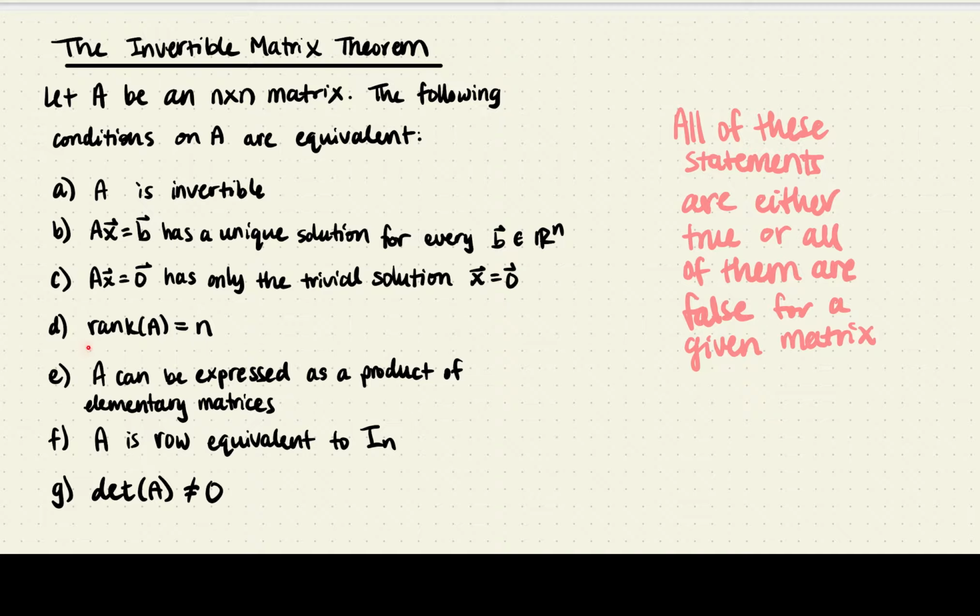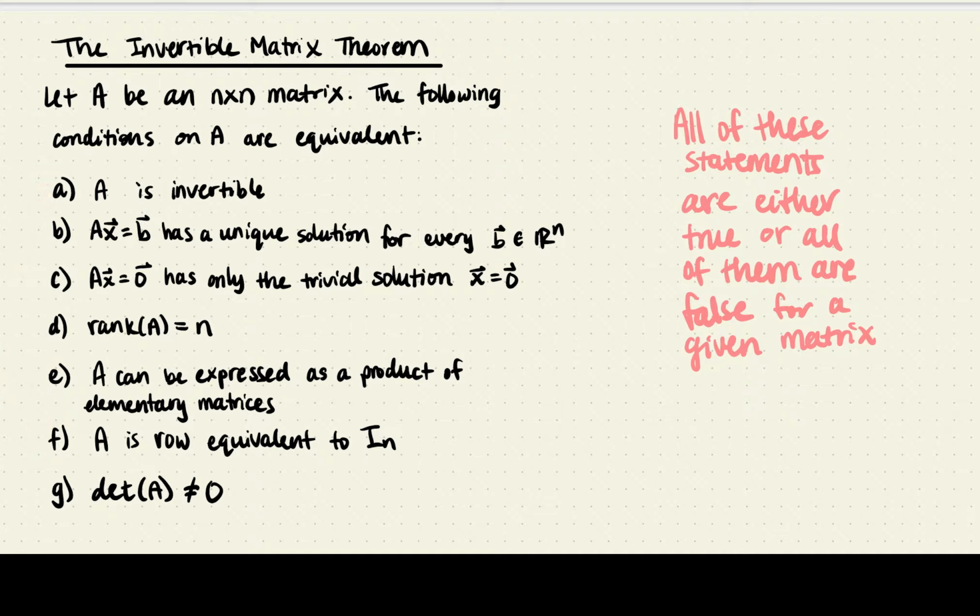Okay, the next statement here is that the rank of A equals n. Then we have that A can be expressed as the product of elementary matrices. We didn't talk too much about this in class, but it's in the list, so I'll list it here. A is row equivalent to the identity. You might be able to think about why A and F here are kind of related.